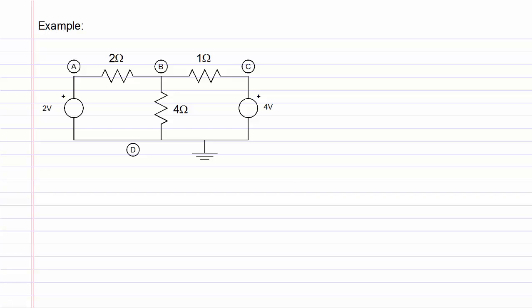We will apply mesh analysis to the circuit shown. We note that it is planar and there are two meshes in the circuit which are defined by the mesh currents I1 and I2.